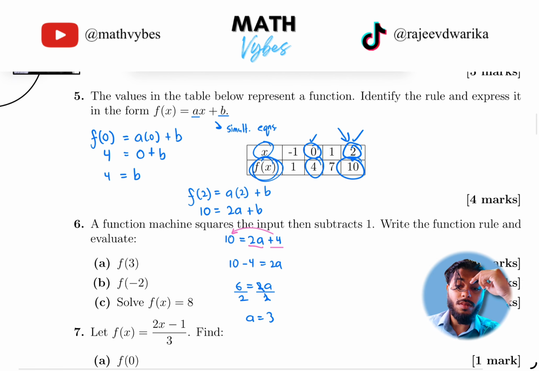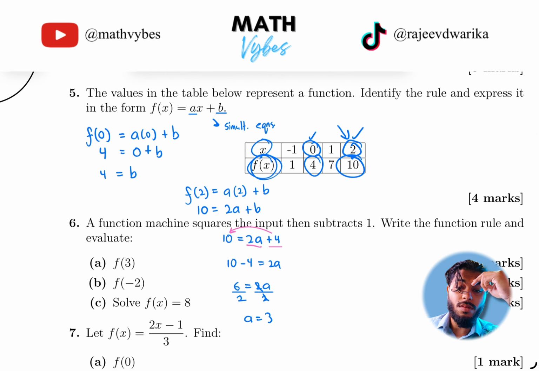Bam! Just like that, we were able to figure out what A and B were. So again, I got the same answer. F of x is equal to 3x plus 4.